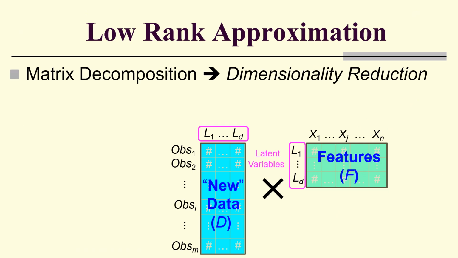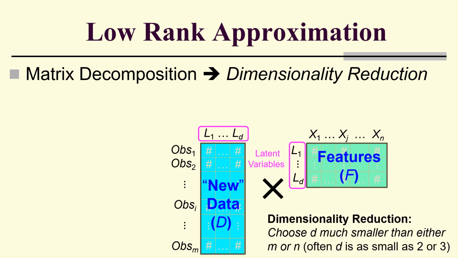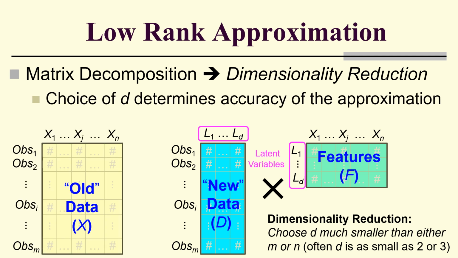And often we do what's called low-rank approximation. So dimensionality reduction means we often choose D, the latent variable's dimension, to be much smaller than either M or N, often just 2 or 3. And that means we get an approximation. And the choice of D determines how accurate that approximation is.